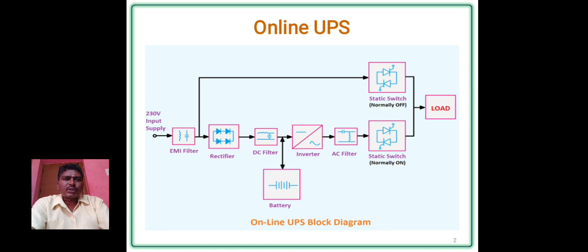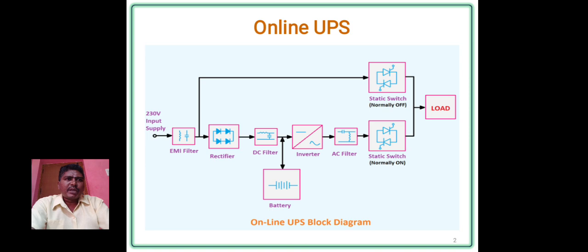First there is the EMI filter, then the rectifier, then the DC filter. Then you will observe the inverter, AC filter, and mainly the battery source. Then static switches. Finally, all these devices are connected with the load. So this is the block diagram of online UPS. Next we are going to discuss the function of each and every block one by one. The first one is the EMI filter.